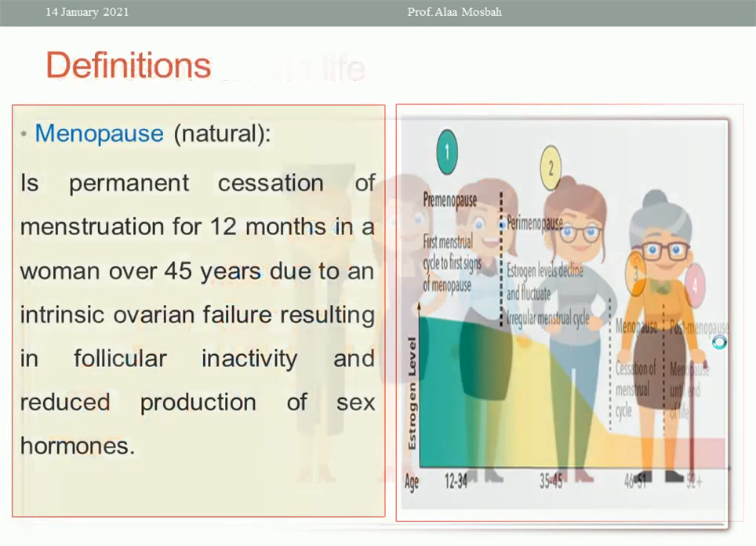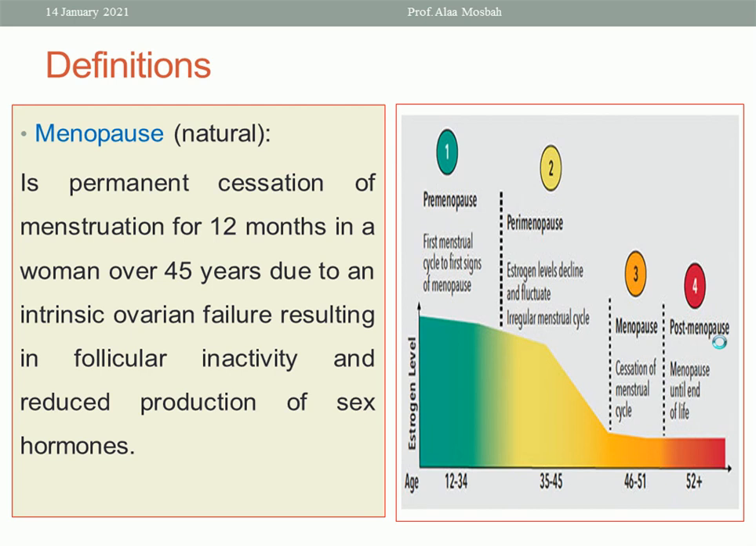Let's start. So what is the menopause? Menopause, as you see in the picture, is cessation of menstruation for 12 months above the age of 45 years. This cessation of menstruation is associated with inactivity of ovarian follicles and reduction in the production of sex hormones.